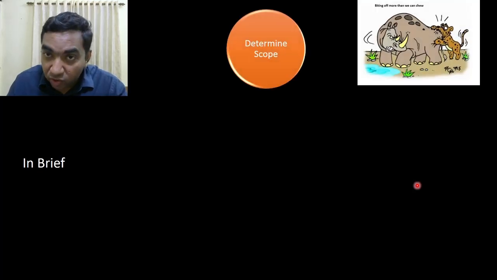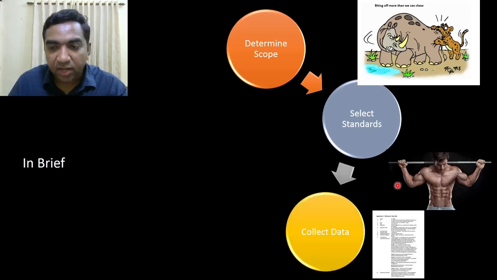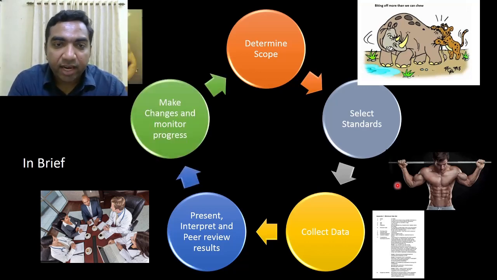So in brief, we can determine the scope of the procedure. We should only chew what we can chew. We should select the standards, evidence-based international standards or local standards. We should collect data, the minimum data, the advanced data, or the specific data. We should present, interpret and peer review results. The peer reviewing of results is like a family meeting, where everyone should be caring. It is not a blame game, it is a learning exercise. And finally, we should make changes and monitor progress.